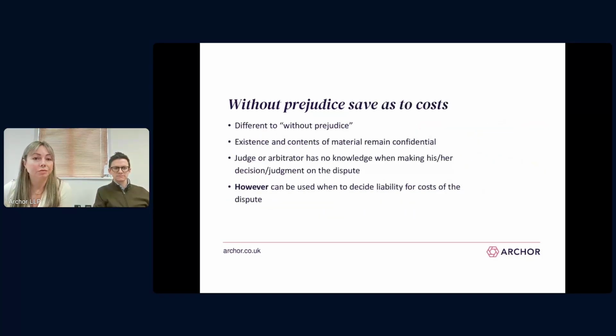Another type of protection afforded to communications is where correspondence is marked without prejudice save as to costs. Now, the impact of this is slightly different to without prejudice communications. So the existence and content of the without prejudice material remains confidential, and the judge and the arbitrator has no knowledge of those communications when reaching the judgment. However, post-judgment, the judge or arbitrator can consider any correspondence that's been marked without prejudice save as to costs when deciding which party should pay the costs of the dispute.